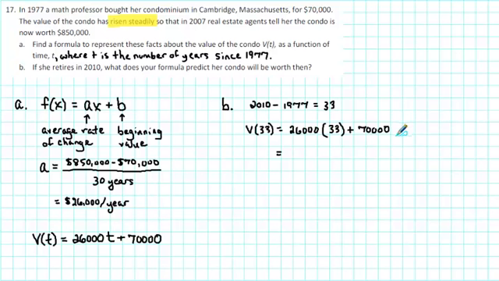And when we do the arithmetic, we end up with $928,000. So to answer the question, if she retires in 2010, what does your formula predict her condo will be worth then? It'll be worth $928,000.